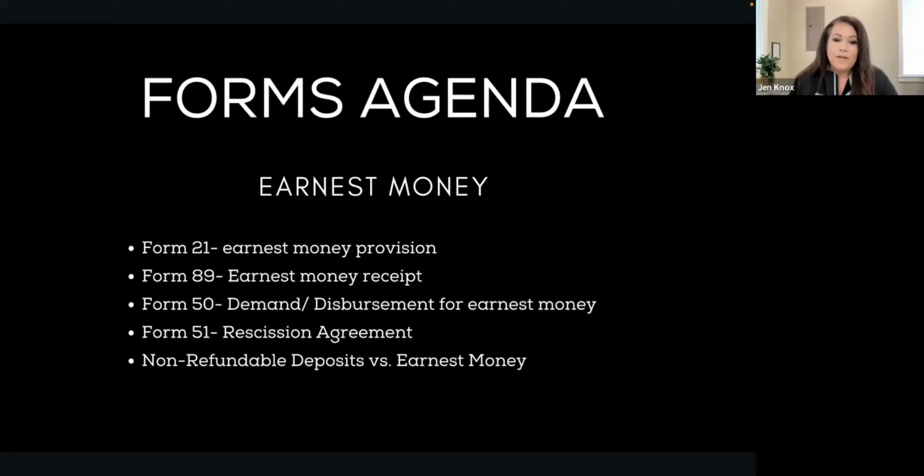Also going to be talking about the difference between non-refundable deposits versus earnest money and some scenarios we may find ourselves in, especially coming out of the market that we've come out of.